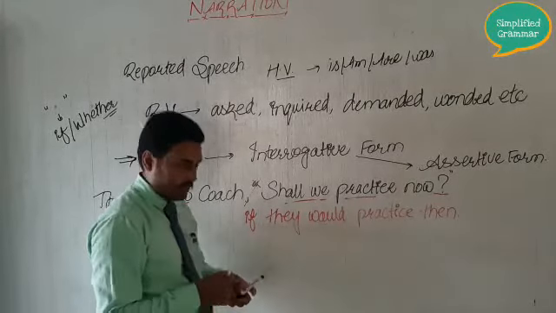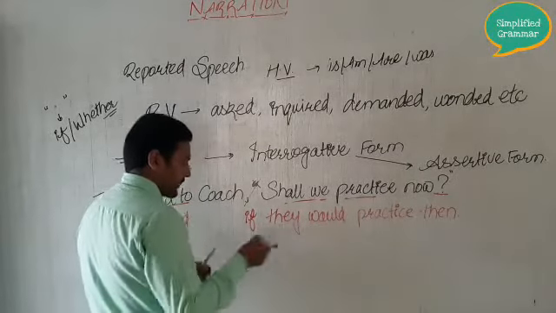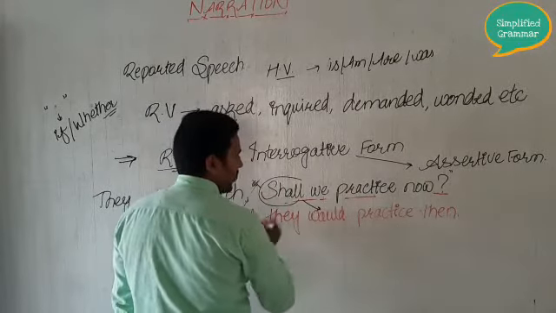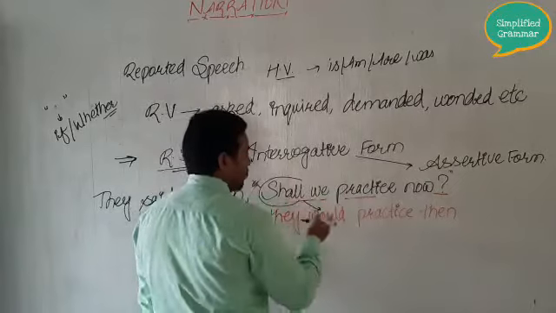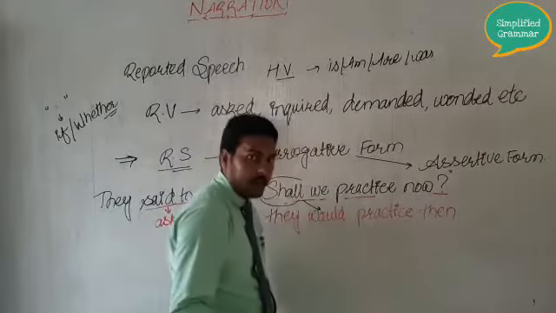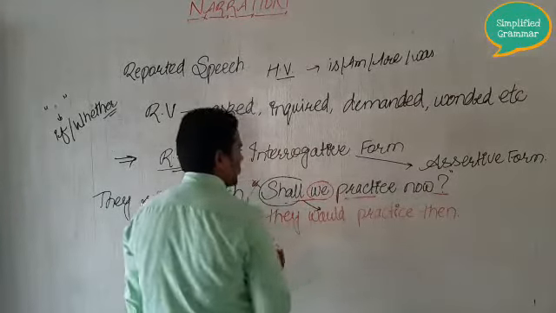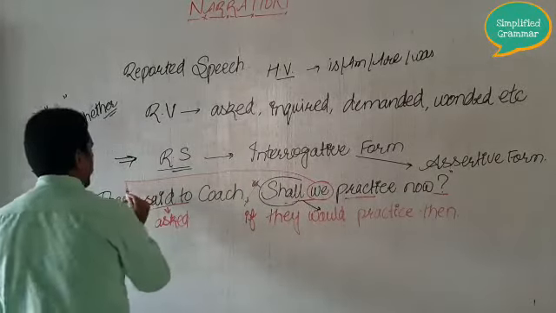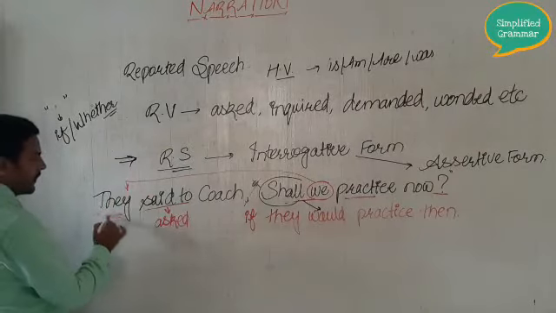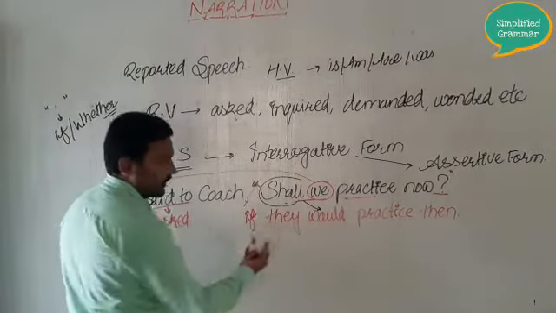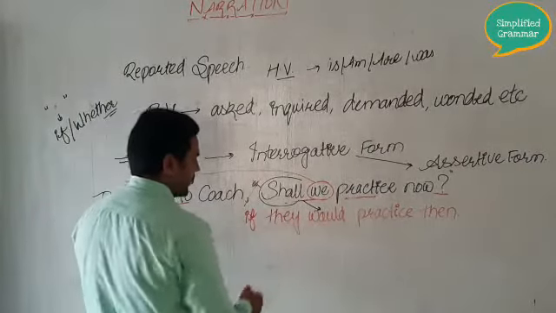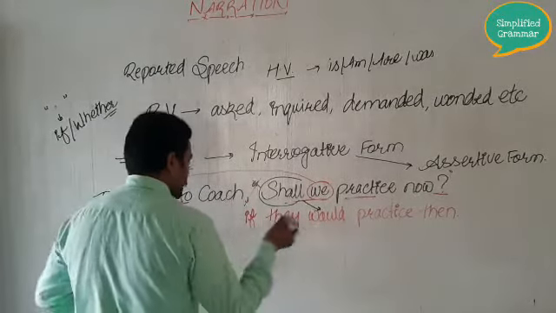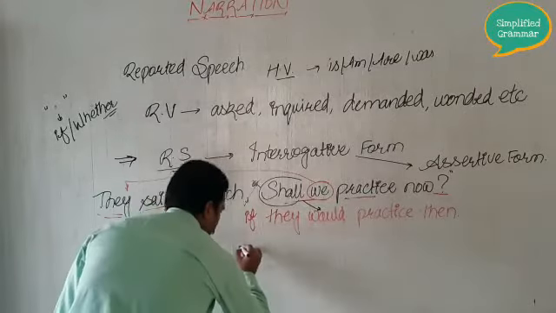So I hope you understood, and further let me explain something. This "shall" will change into "would", okay? "Shall" changes into "would" and "now" changes into "then". And this "we" is your first person, and as per the rule, first person changes according to the subject. What is your subject? They. So that is why here I have written "they". Now the structure for this will be this. You need to follow this structure, okay?